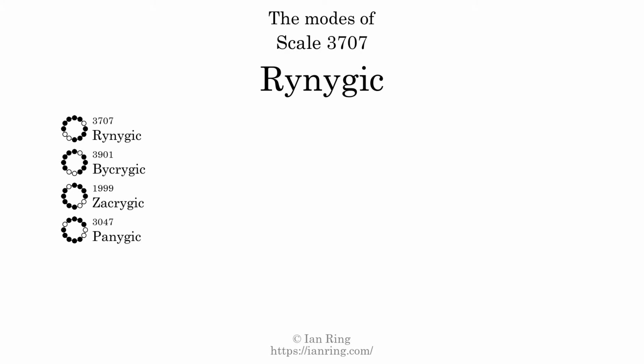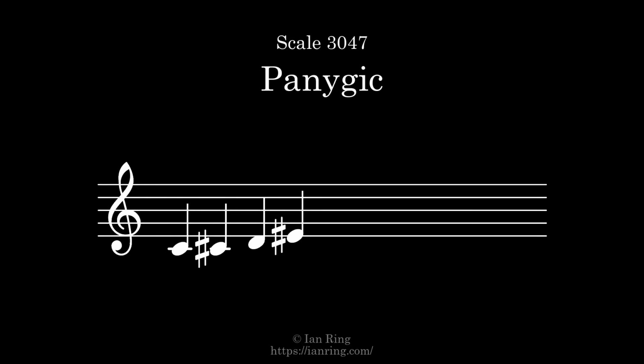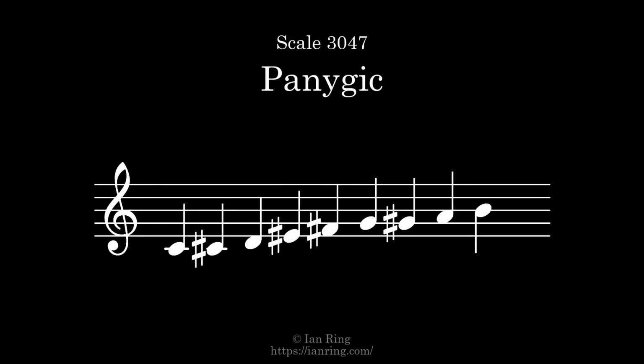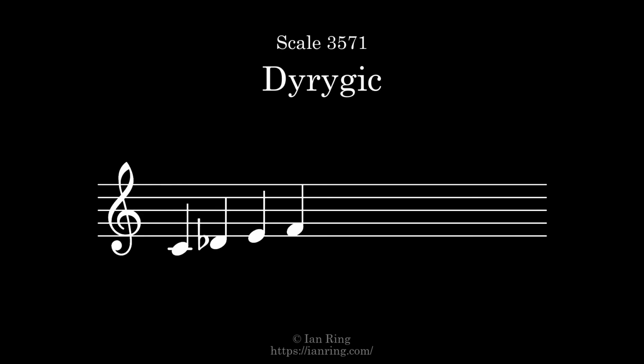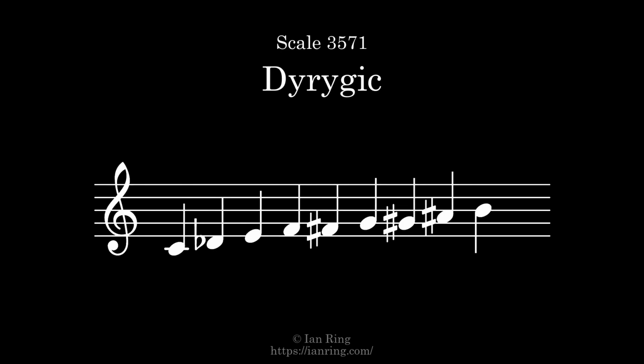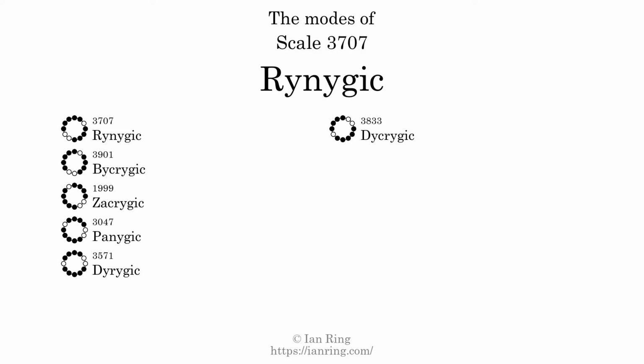The fourth mode is scale 3047, also known as Rynygic. It sounds like this. The fifth mode is scale 3571, also known as Rynygic. It sounds like this. The sixth mode is scale 3833, also known as Rynygic. It sounds like this.